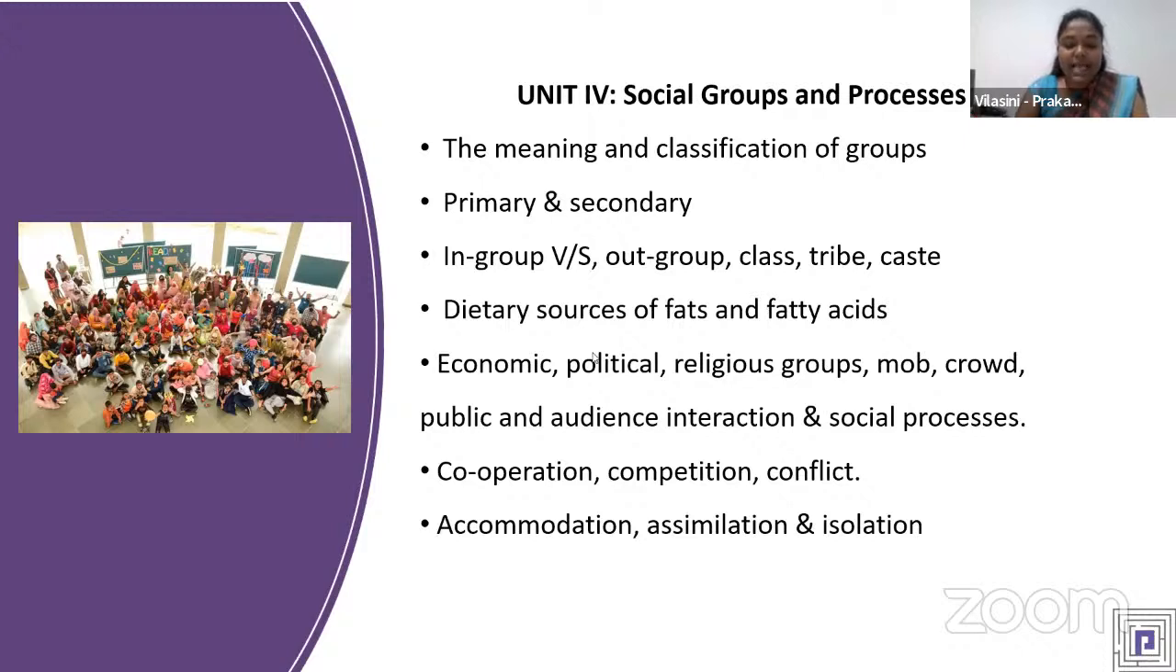The next is assimilation. So assimilation is the process of absorption and incorporation of the culture of one group by the other group. Assimilation is the process of absorption and incorporation of culture from one group to the other group.